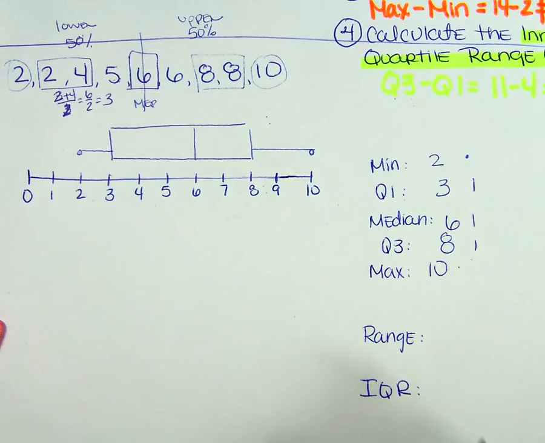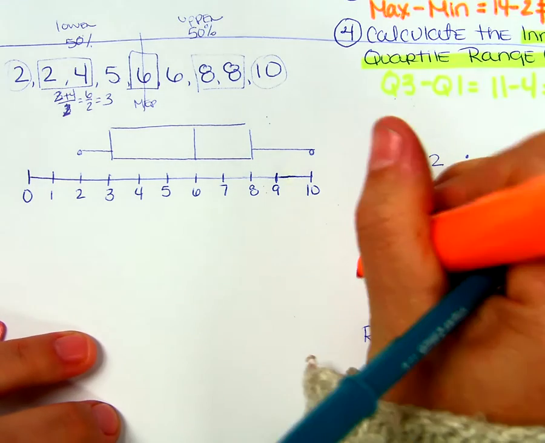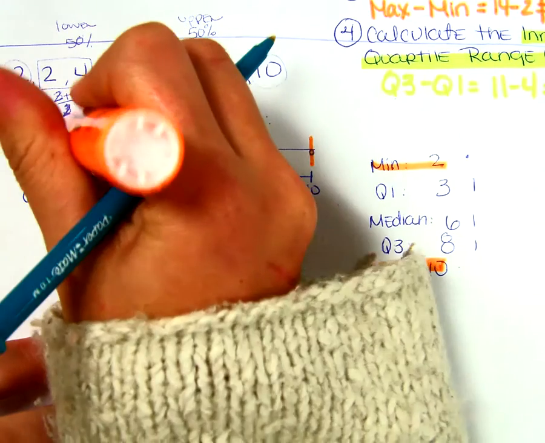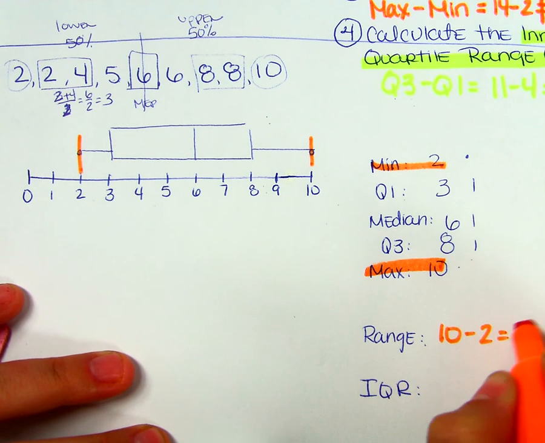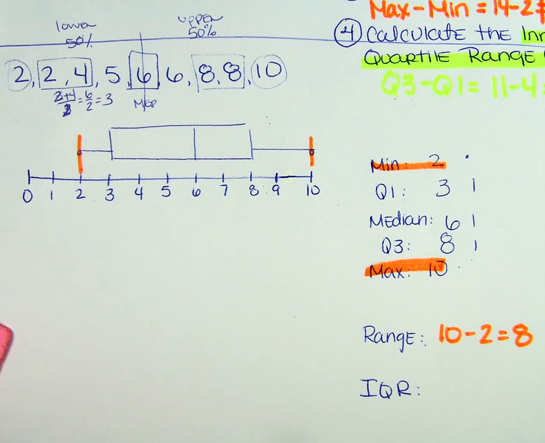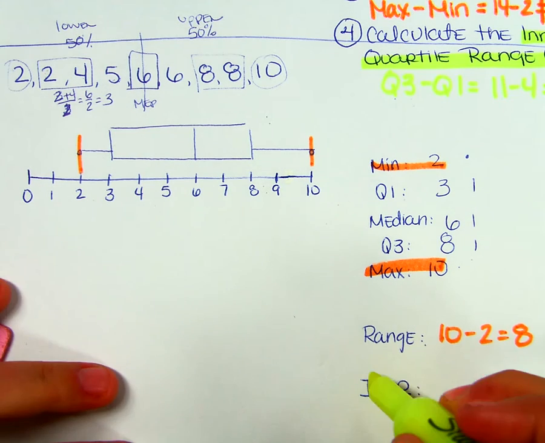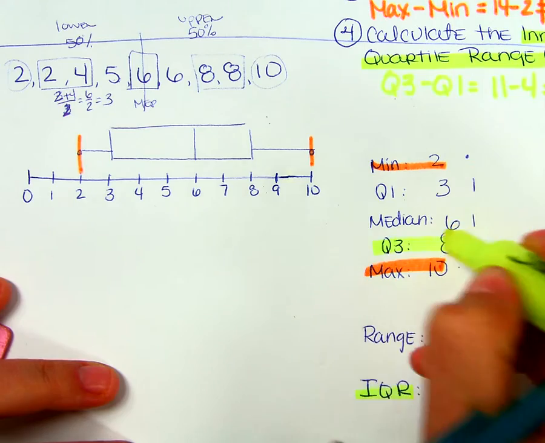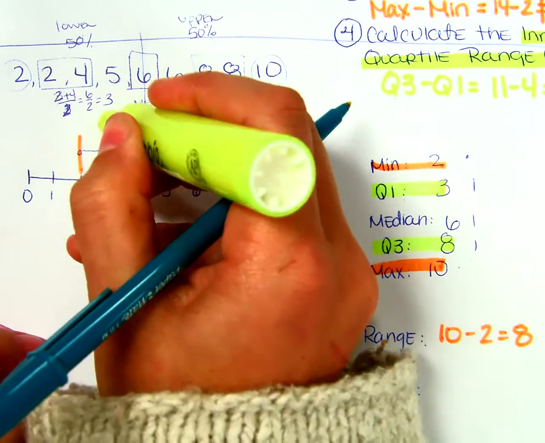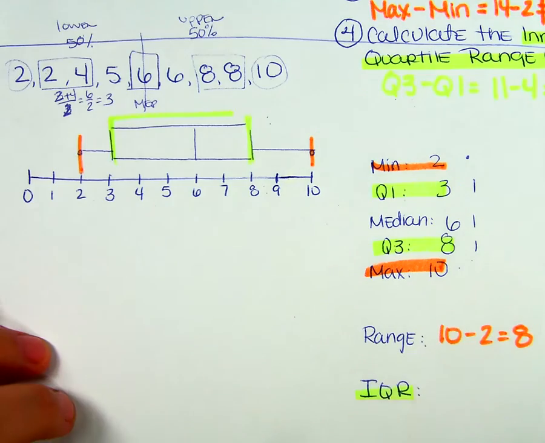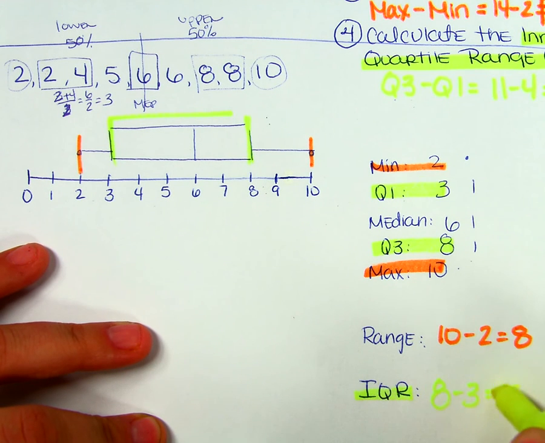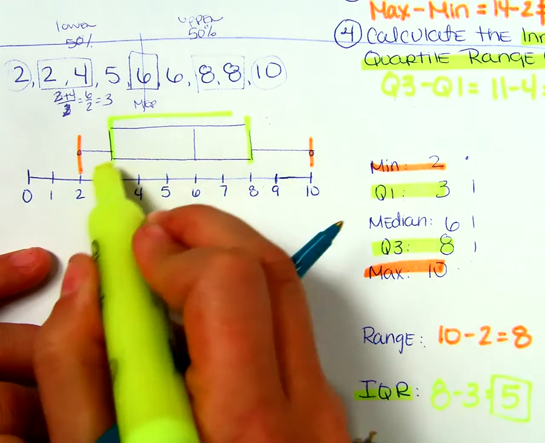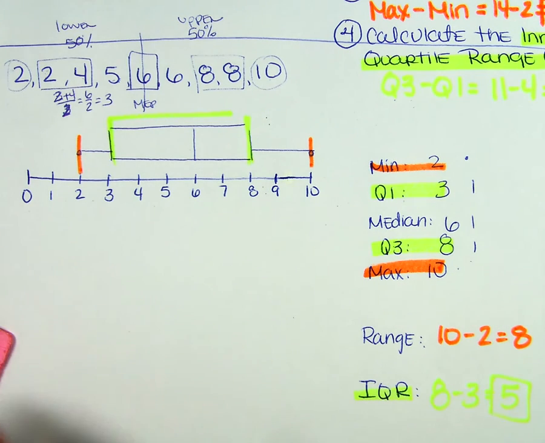Okay, we're going to find our range, which again, our range is the maximum minus the minimum, saying how spread apart the data is. So 10 minus 2, which means the data is 8 units apart. Our interquartile range is our quartile 3 minus our quartile 1, essentially saying how spread apart this box is. So that's 8 minus 3, which is 5. So this box is 5 units apart. The data itself is 8 units apart.